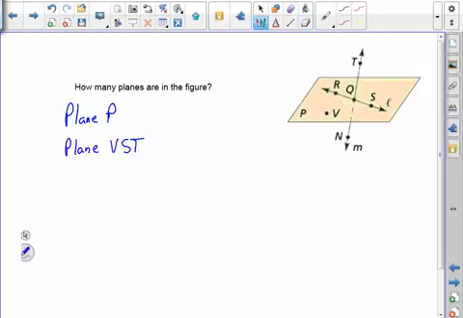Well, is there any others that we could see? Well, what about T, V, and N? Does that one work? How many different planes can we identify? And I want you to see how many you come up with. And again, at this point, I want you to make sure you write them down in your notes. And this would be an excellent point of conversation in the comment section of our classroom. So think it through and see what you come up with.